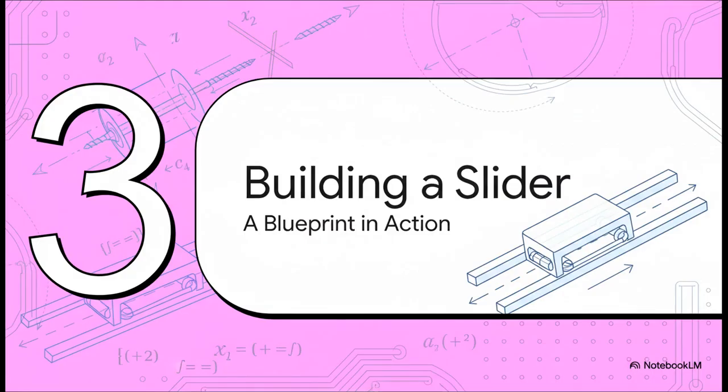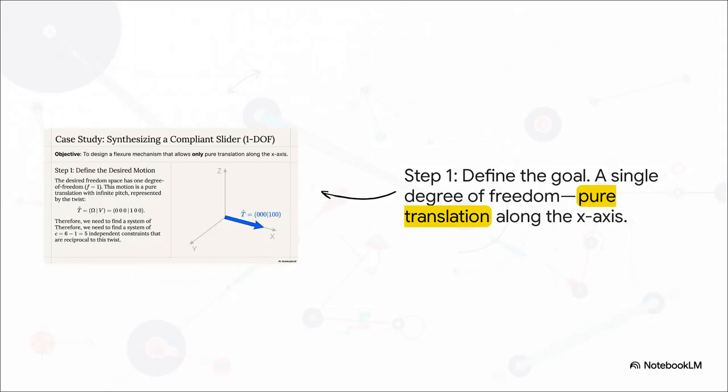Okay, this is all great in theory, but does it actually work in the real world? Let's make this tangible. We're going to use the algorithm to design something simple and elegant, a compliant slider. That's just a mechanism that can only move back and forth along a single straight line. Step one is to define our goal. What do we want?